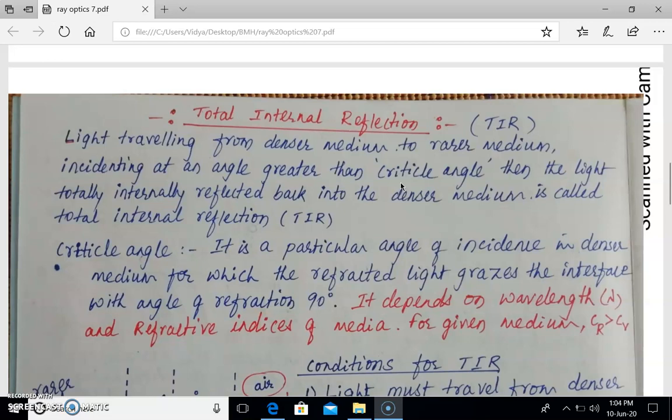If a light is traveling from a denser medium to a rarer medium, incident at an angle greater than the critical angle at the interface, then the light, instead of refraction, undergoes total internal reflection. It means the light ray, after 100% reflection, stays in the same medium, that is the denser medium. This is called total internal reflection.